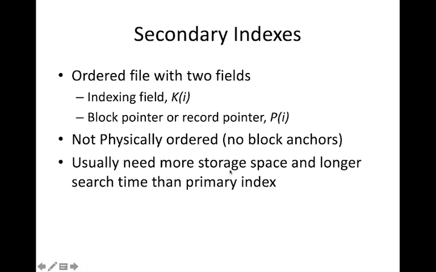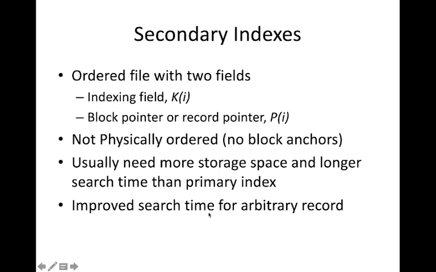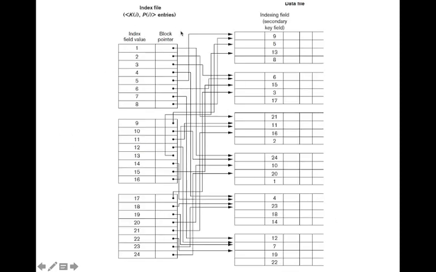So it usually needs more storage space and longer search time than primary indexing because it is not ordered. This secondary indexing is not at all ordered. We have already ordered based on primary indexing, so this is an additional mechanism for that. It improves search time if an arbitrary record is there. We'll see an example, then you'll understand.